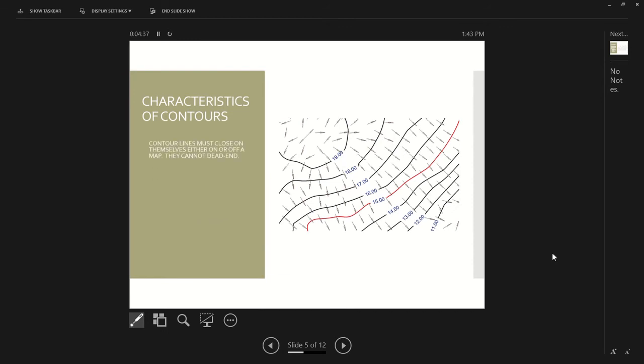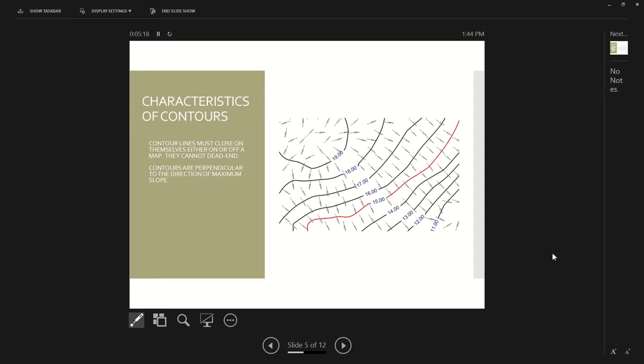All right, so contour lines must close on themselves, either on or off of the map. They cannot dead end. Okay, so contours never stop. They travel forever, unless they run into themselves. Then they'll stop. So a point where that might happen is if you're going up a hill. That moment of elevation, say it's 100 feet of elevation, is always going to end on itself. Okay, they never terminate into another elevation. They never terminate because Earth is a sphere. They just never end.